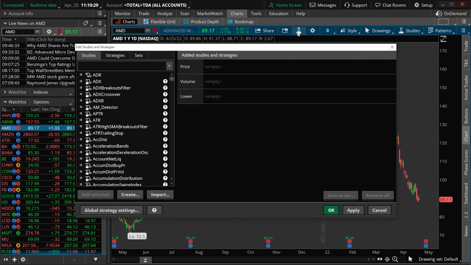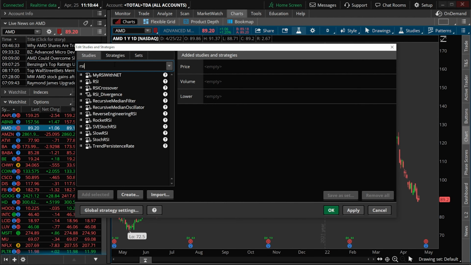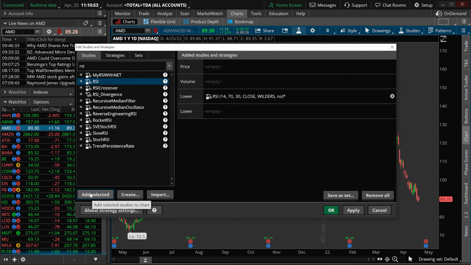From that studies menu, we'll then be able to see all of the preloaded studies within thinkorswim over here on the left-hand side. To find RSI, we'll simply come up here to the search box. We'll then type in RSI. We'll find it in the list down below, select it, and hit Add Selected in the lower left-hand corner. Once added, we'll then see that RSI gets added as a lower study on the right-hand side of that window.